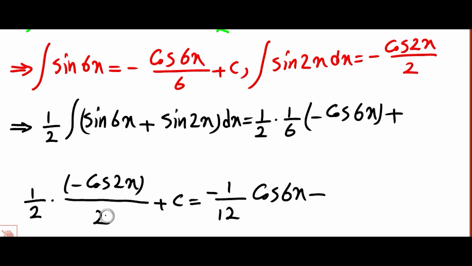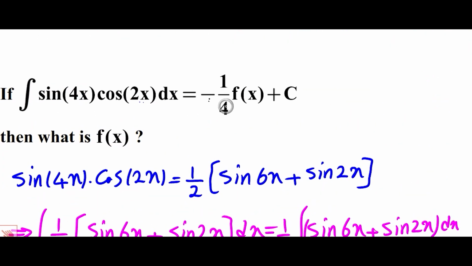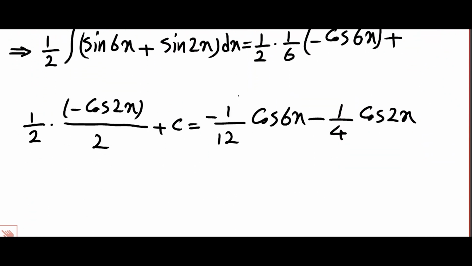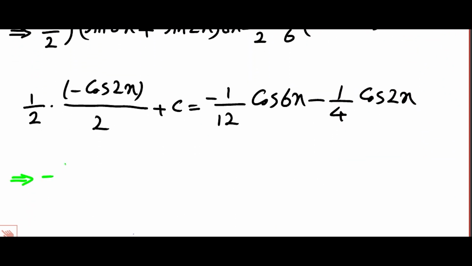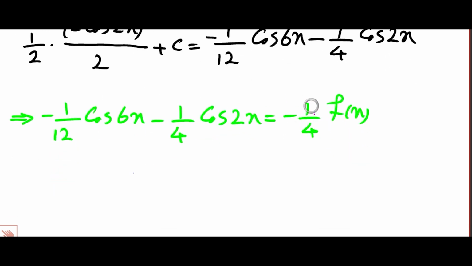minus 1 over 4 cosine of 2x equals negative 1 over 4 f of x. So we have negative 1 over 12 cosine of 6x minus 1 over 4 cosine of 2x equals negative 1 over 4 f of x, right? Let's multiply both sides by negative 4.